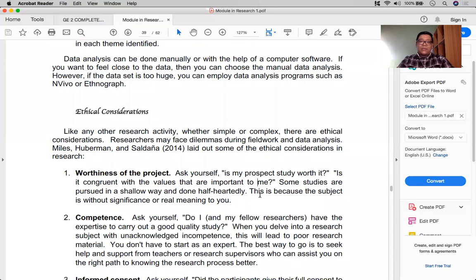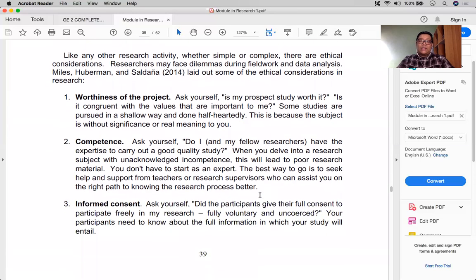Researchers may face dilemmas during fieldwork and data analysis. That's true. That's why Miles, Huberman, and Saldana in 2014 laid out some of the ethical considerations in research. First one is on the worthiness of the project. Ask yourself, is my prospective study worth it? Is it really something that has a sense of urgency? Is it congruent with the values that are important to me?